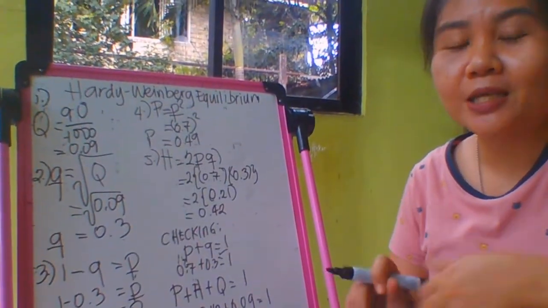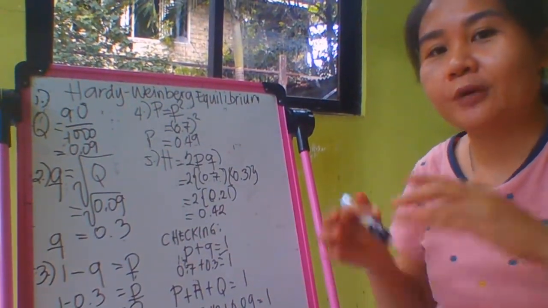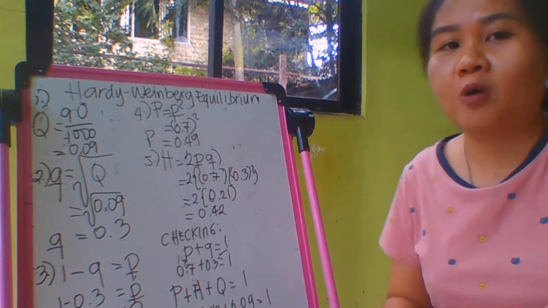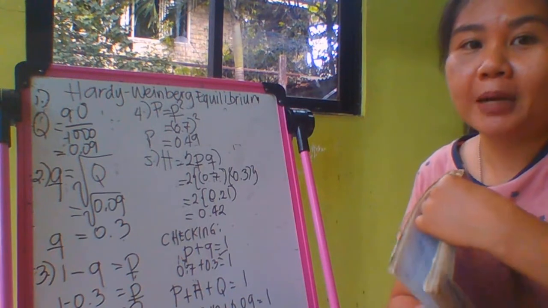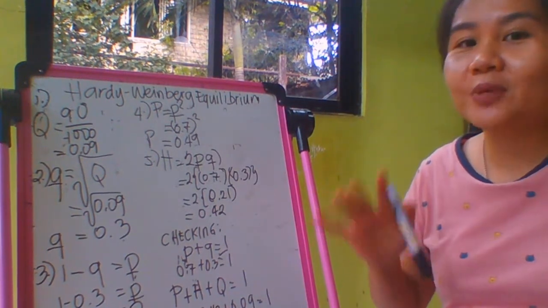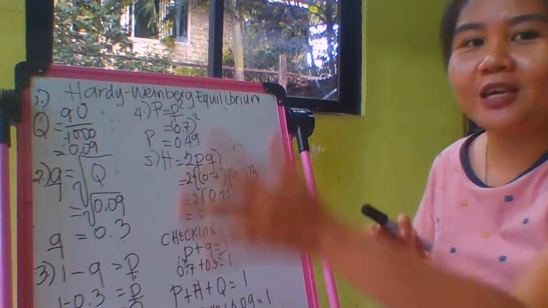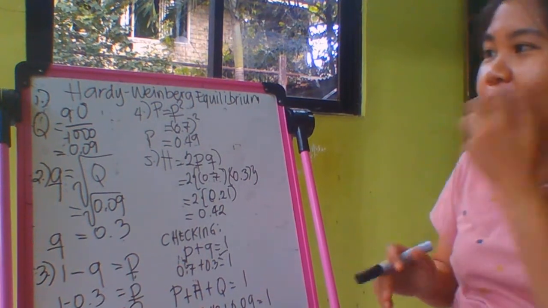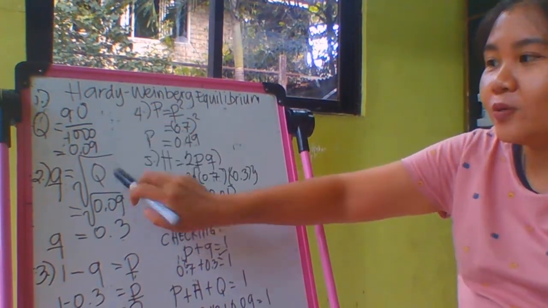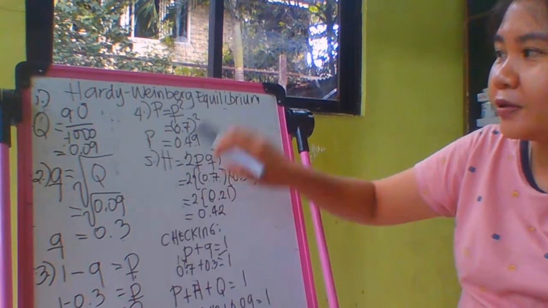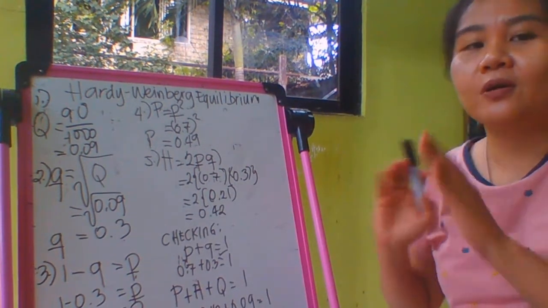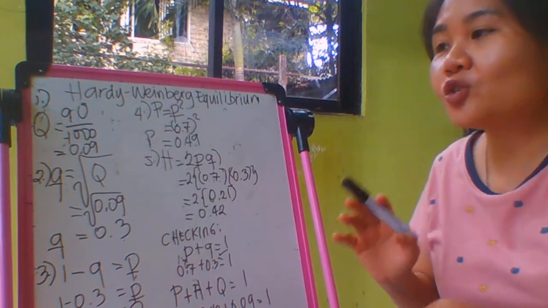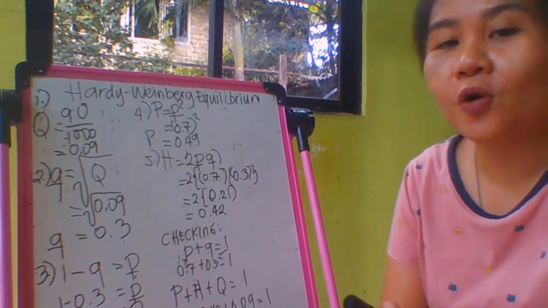Some of you might be asking, Doc, you really have to do this step by step, especially in this type of problem? Yes, you really have to do this step by step. Because once you miss a step, everything is wrong. If you miss this one, this one would be wrong, this one would be wrong, and this one would be wrong. And always, always do your rechecking just to confirm your answers.